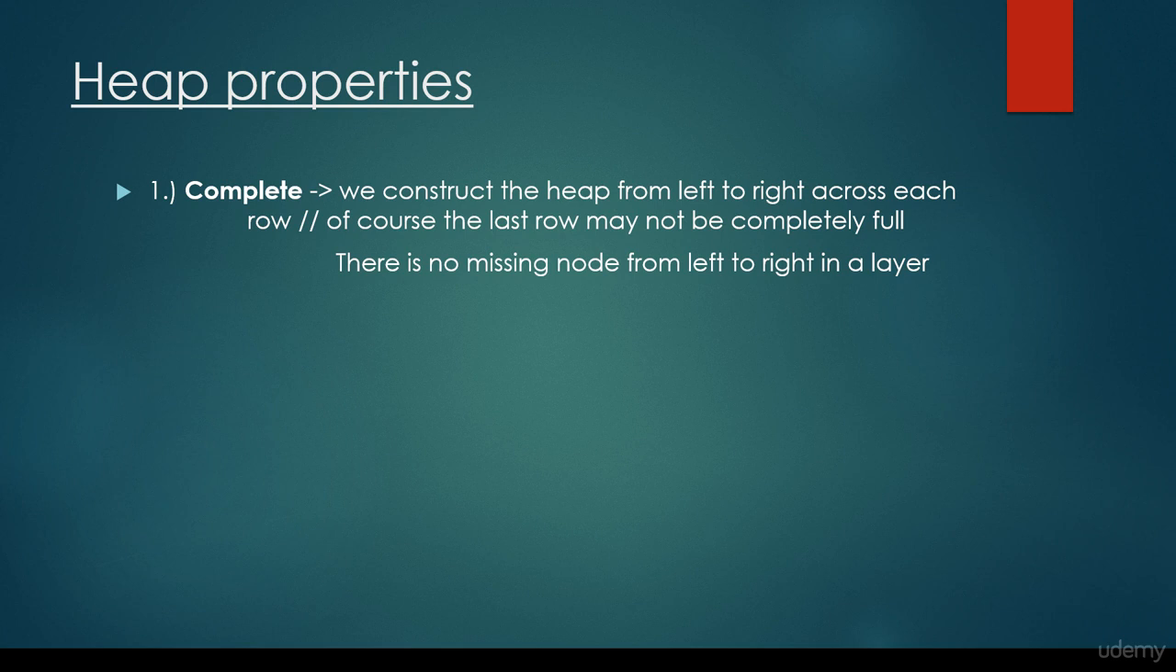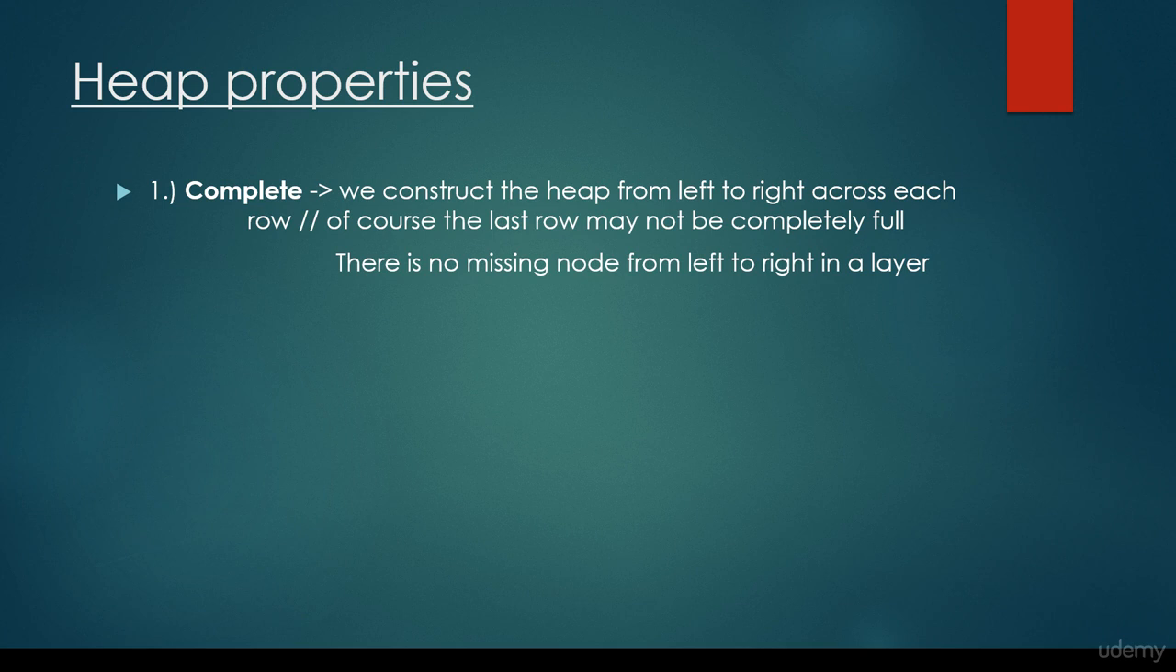There are several heap properties to consider. It is like the AVL properties for AVL trees. It is like the red-black properties for red-black trees. Of course, we have some heap properties. The first heap property is the completeness.